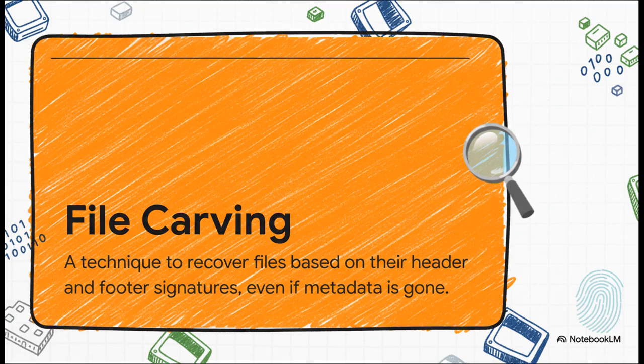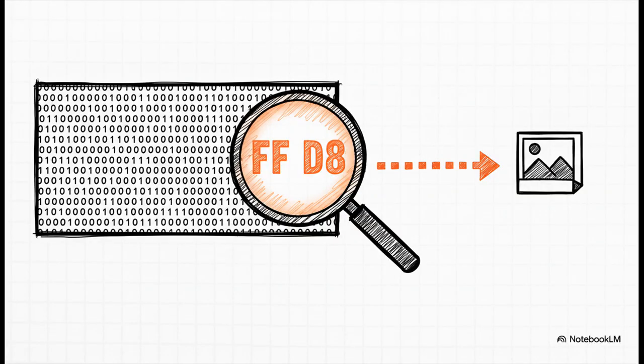Instead of relying on the file system's map, which is now broken, the software scans the raw data of the entire drive. It's basically a digital scavenger hunt, looking for the specific patterns that mark the beginning and the end of a file. And it works because every file type has its own unique signature, kind of like a secret code. For example, every single JPEG image file in the world begins with the same hexadecimal characters, FFD8. So by searching for these unique signatures, investigators can literally carve out and rebuild deleted photos, documents, and all sorts of crucial evidence right from the raw data.